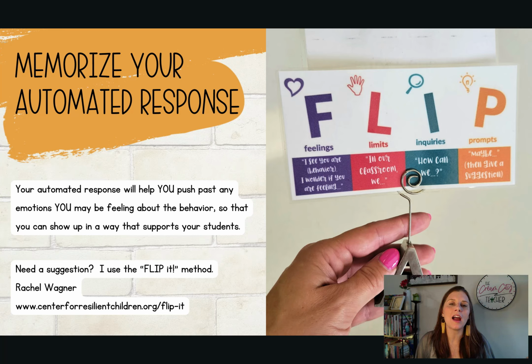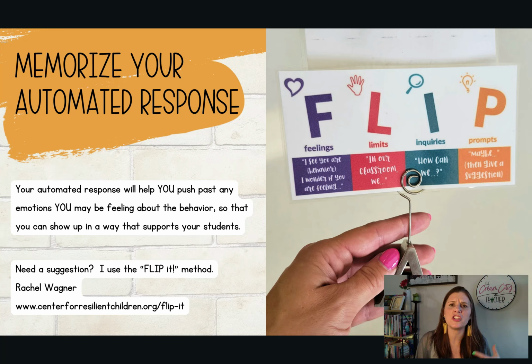I see you are, and then you name the behavior. Then you try to narrow in on the feeling that the child might be having. I wonder if you are feeling angry. It's important to try to help the child identify the feeling that they're experiencing. If you're able to identify it and acknowledge it, then the child is more likely to problem solve with you moving forward. For example, you say, I wonder if you're feeling angry.